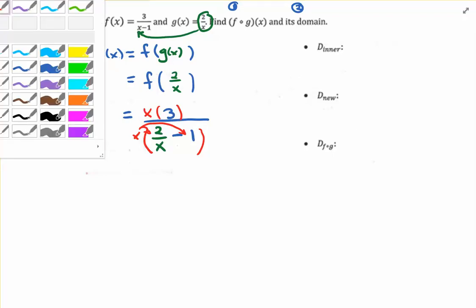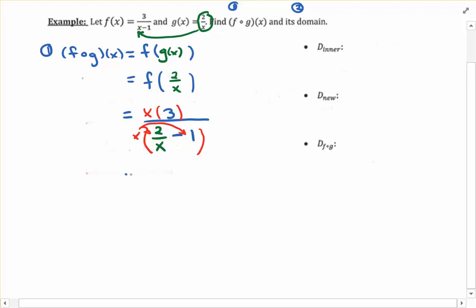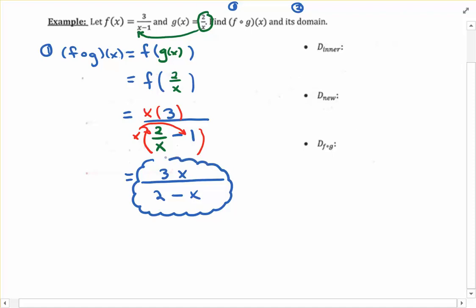Things are going to clean up from here. First of all, the top is going to be x times 3, which is 3x. On the bottom, when you distribute and multiply x to 2 over x, what's left over is just 2. Then multiplying x to this negative 1 will leave you with minus x. So that's the preferred version of the composition function. There's no more simplifying to do, and that's what the composition f of g of x looks like.